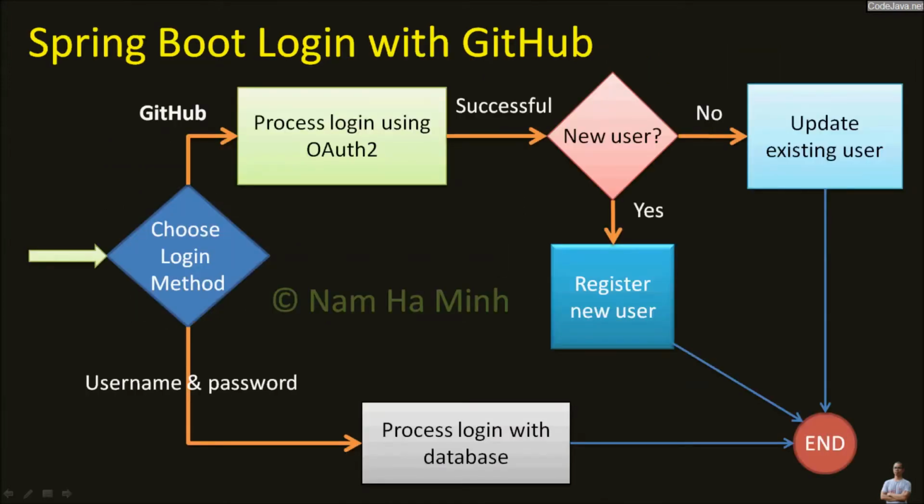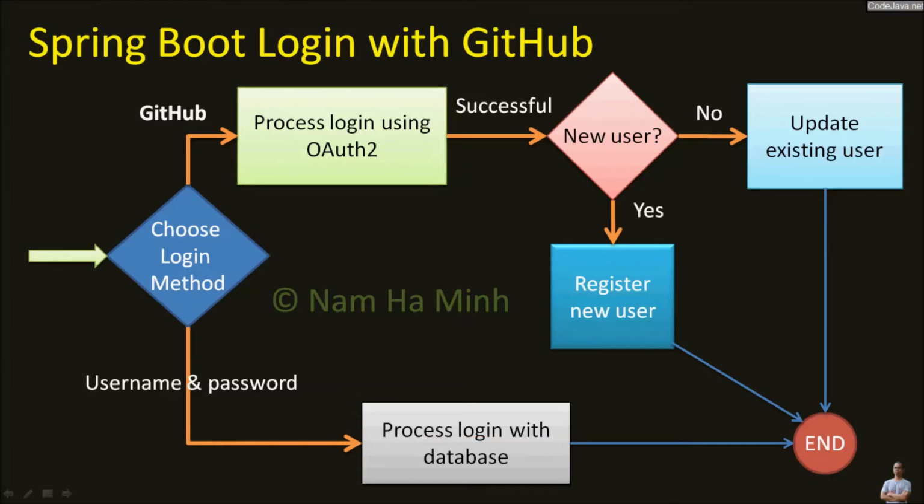And I draw this diagram to help you understand the workflow of OAuth2 authentication with GitHub. Suppose that a user wants to log in to our web application, and he can choose to log in using username and password, or using GitHub. If the user has already registered before, he can use username and password to log in to the application, and the application will process login with database as normal.